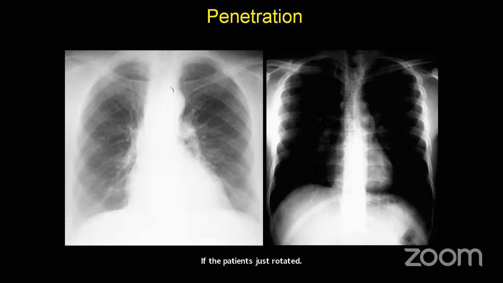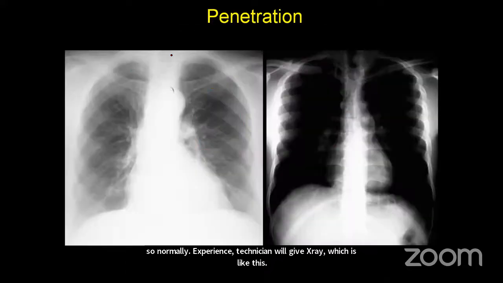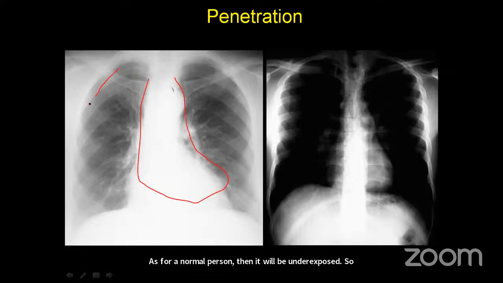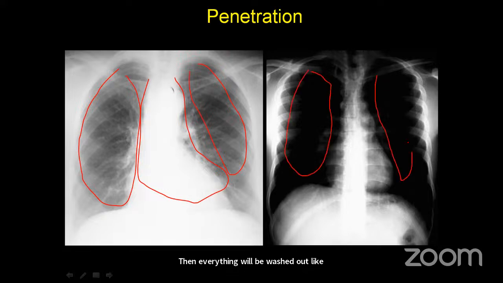Then comes penetration. Penetration means the X-ray beam which has been given. Normally an experienced technician will give an X-ray which is like this or this. However, some patients, like very hefty patients, obese patients, if the same amount of beam radiation is given as for a normal person, then it may be underexposed. So here you will have more of this soft tissue coming as white, and the lungs will be more grayish, as you can see here. If, however, the patient is thin and lean, or the X-ray beam is more powerful, then everything will be washed out, like here. It will be radio black, not opalescent, right?